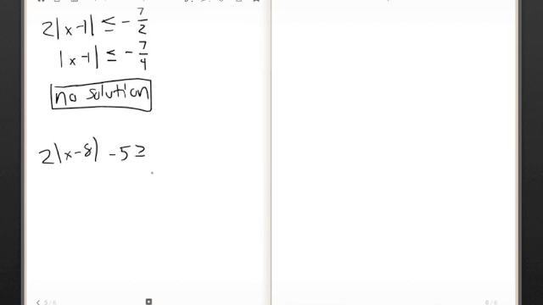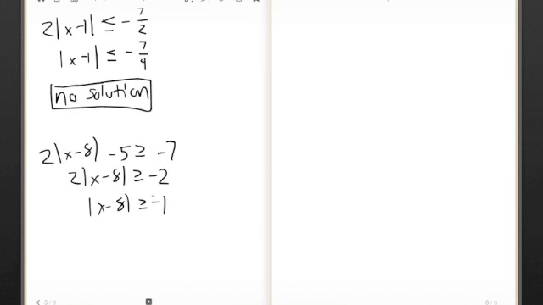All right, this time we'll start with a greater than. So we've got to move the 5 over. Divide by 2. Now we have the absolute value of x minus 8 is greater than or equal to negative 1. And before you say there's no solution because it's a negative number here, really think about this. We're saying the distance from 0 is greater than or equal to negative 1. Well, we know it can't be equal to negative 1, but what if it were greater than negative 1?